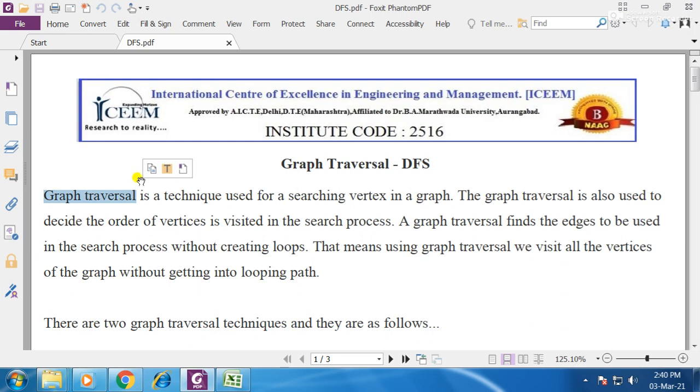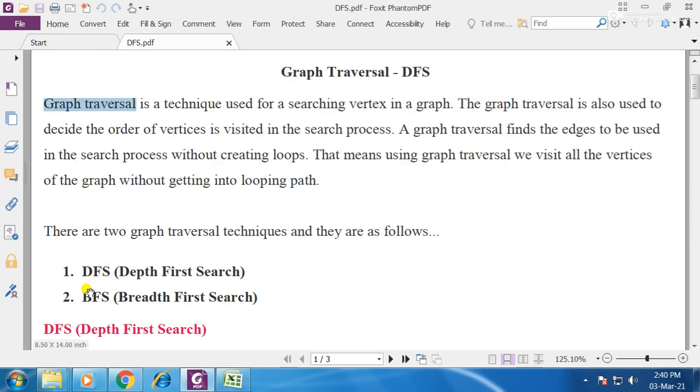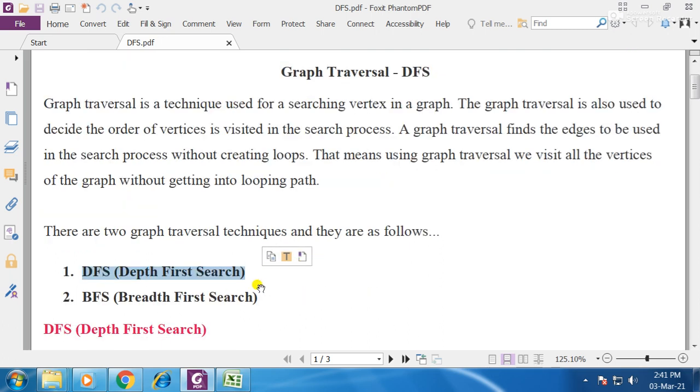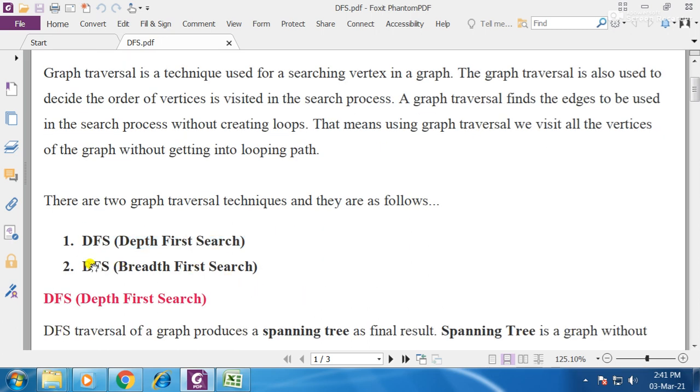In our last video we have discussed one traversal technique that was called breadth first search. And in this video we are going to discuss the depth first search traversal technique. There is a difference in technique. There is a difference in visiting the vertices, and in BFS we have used the queue data structure, and here in DFS we are going to use the stack data structure.